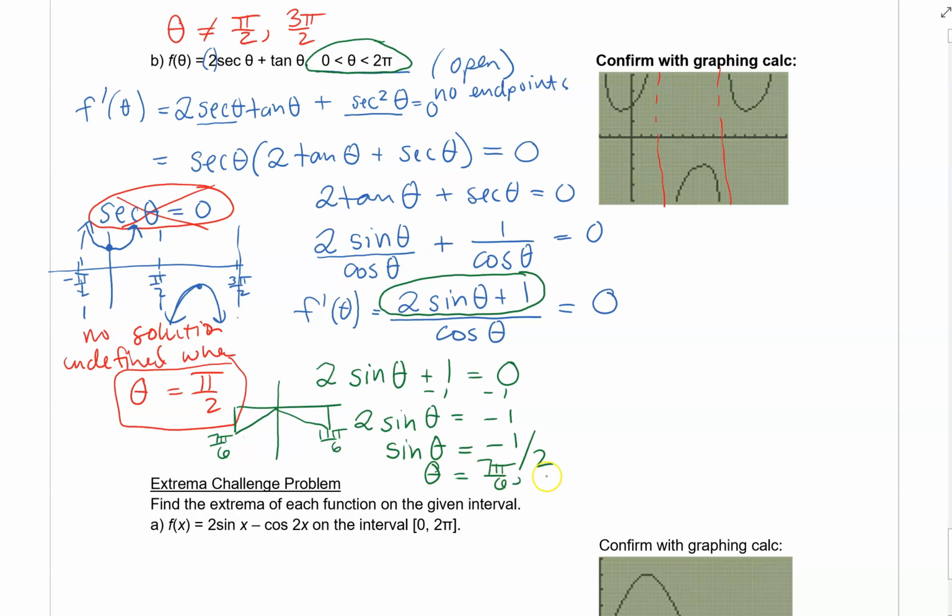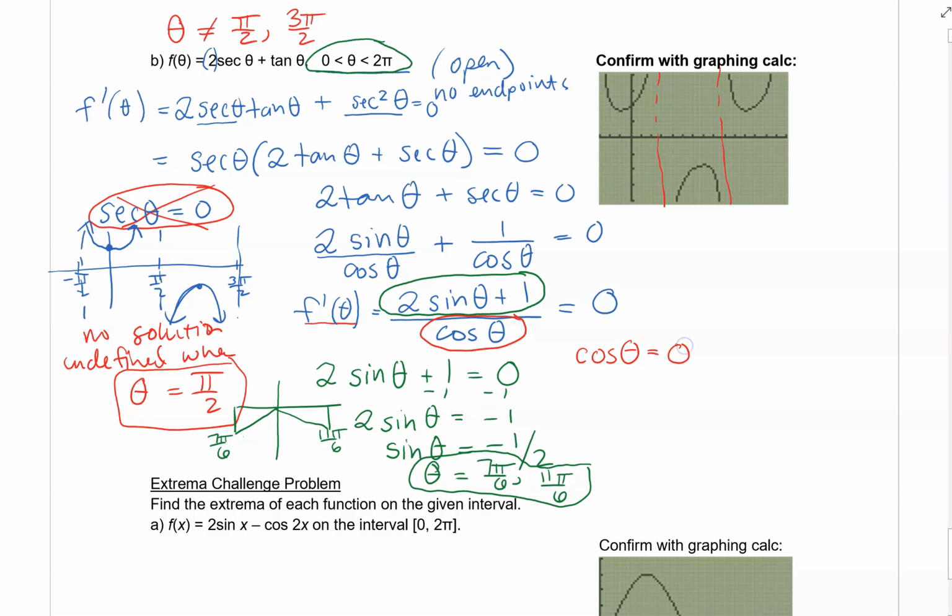7 pi over 6 and 11 pi over 6. Those are my two critical points. But I also have to look for when the denominator is equal to 0, because if the denominator of a fraction is 0, then the fraction's undefined. And so when my derivative's undefined is another place where there could be critical points.